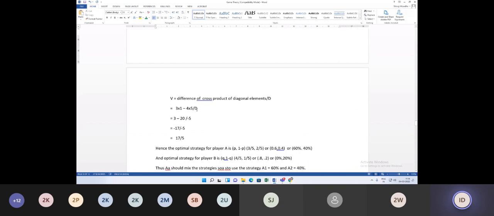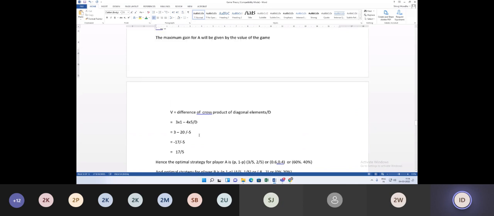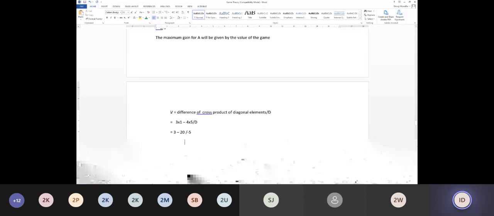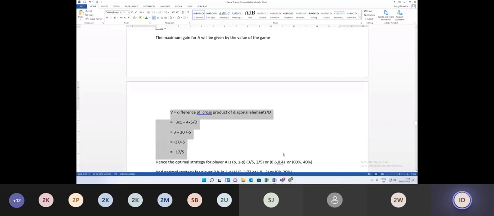D just now we have worked out here, 1 by 5, right? So now here 3 minus 20 divided by minus 5. So minus 17 divided by minus 5. So 17 divided by 5. Very simple mathematical rules we have to apply. Now, come on. This is the final value we calculated, right?